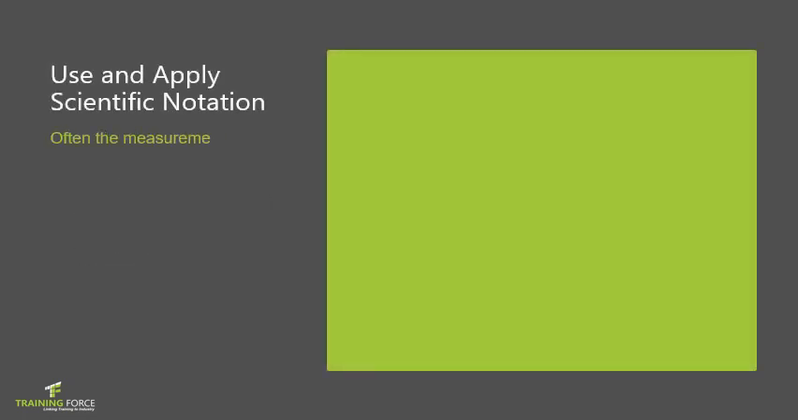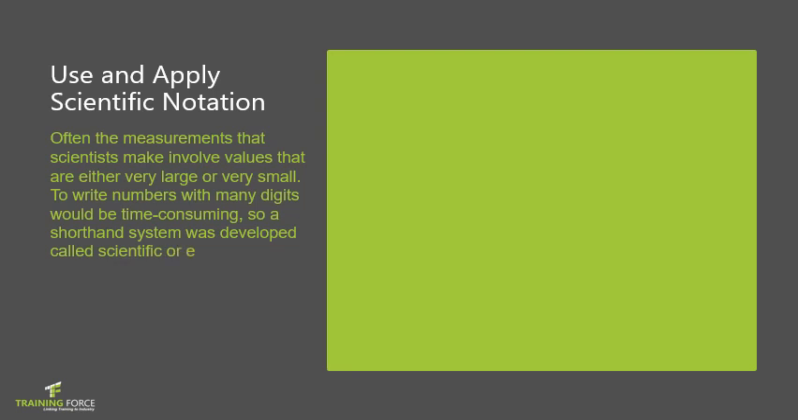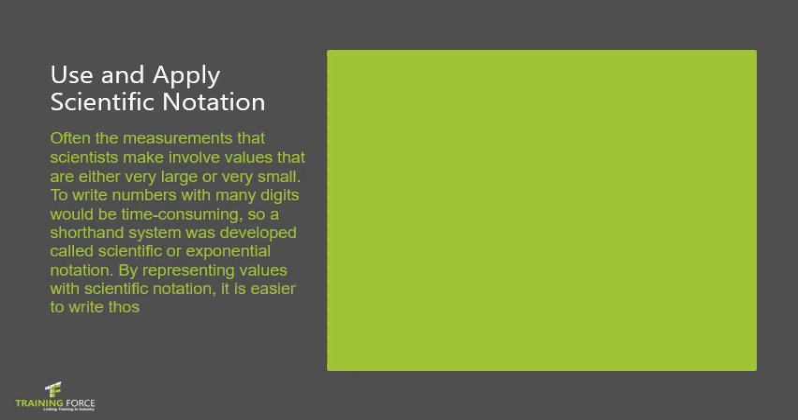Often the measurements that scientists make involve values that are either very large or very small. To write numbers with many digits would be time-consuming, so a shorthand system was developed, which is called scientific or exponential notation. By representing values with scientific notation, it is easier to write those values and use them in mathematical calculations.